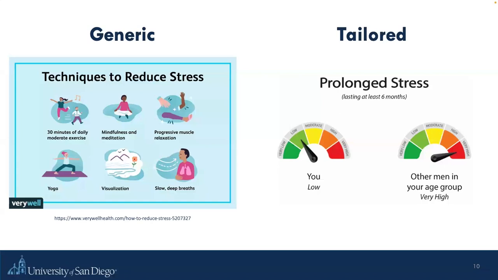Usually it's based on data we have on the viewer. So in the case of the example at right, we have tailored this infographic with the prolonged stress score of the viewer, and we're comparing it to others in their cohort, in this case, a research cohort.